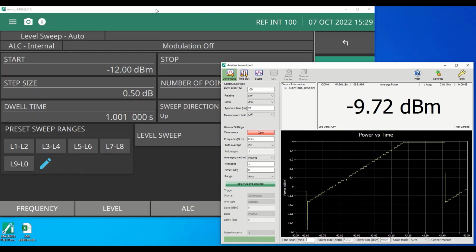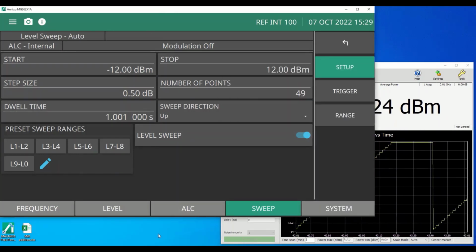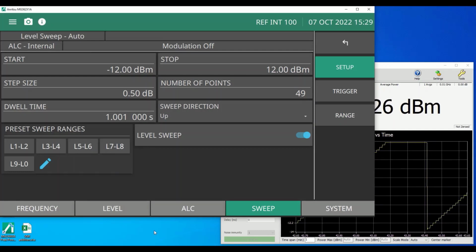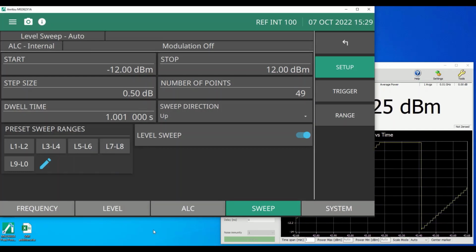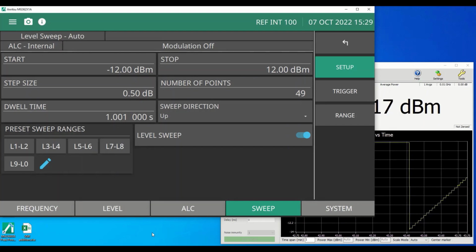So this is a feature that is very useful when you are doing nonlinear measurements and you don't want to exceed a certain output level. You want to stay always below that so that you don't damage your device.